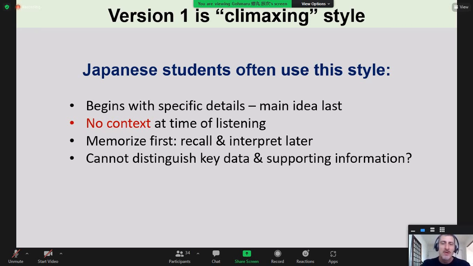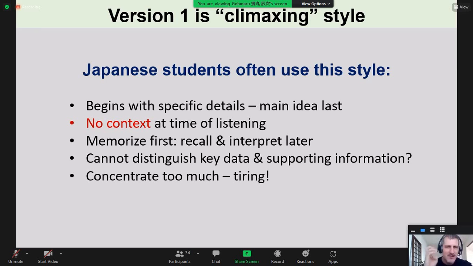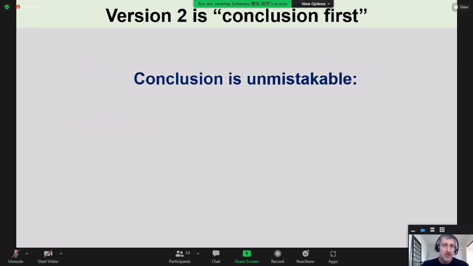But if we don't know the conclusion from the beginning of the slide, if we don't know the message yet, how we are meant to use the data or what we are meant to conclude from this information, we cannot distinguish between the key information and the supporting information. So we're going to be concentrating very hard on everything, using our memory, recalling it at the end of each slide quickly to try to establish a connection between the information and the conclusion before the slide changes. This is very tiring. The second version, however, for both of these, has the conclusion first.